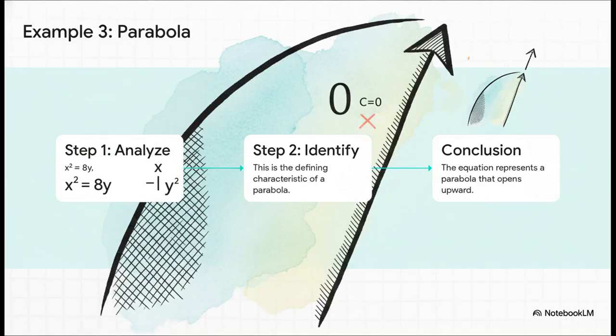And for our last one, take a look at x squared equals 8y. So, what's missing here? You see it? There's no y squared term at all. That means our coefficient C is basically 0. And that, right there, is the defining feature of a parabola, no doubt about it. And since it's the x that's squared, we know it's a parabola that opens either up or down.